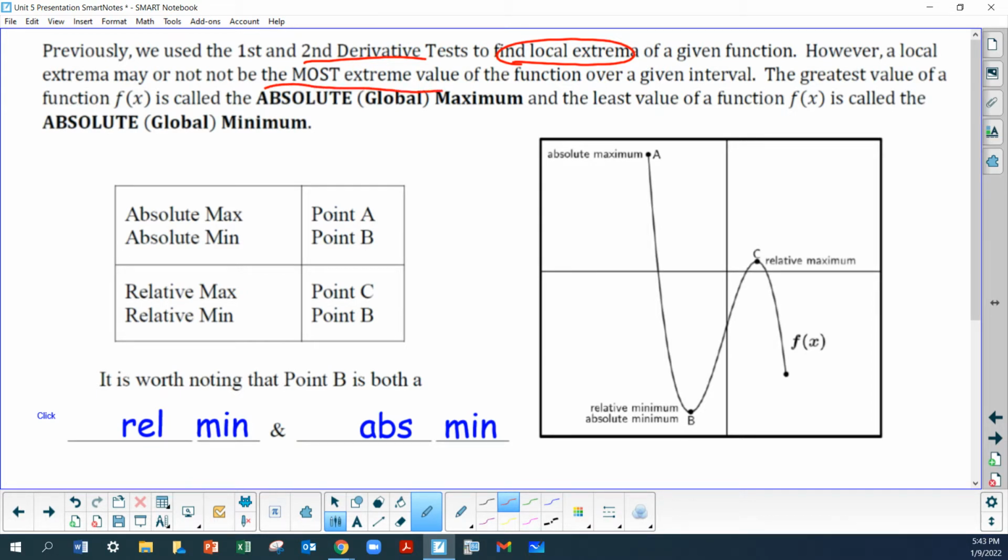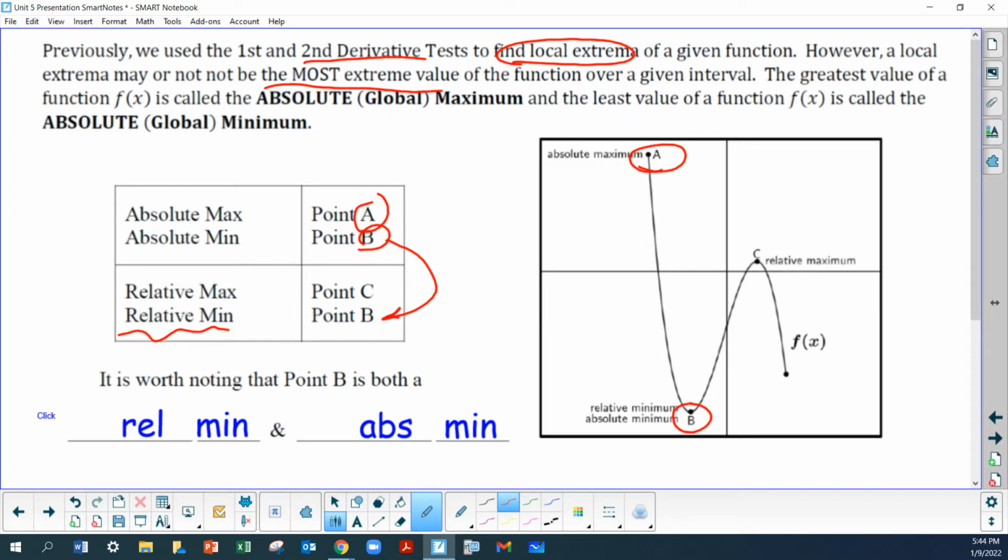The greatest value of the function is called the absolute or global max, and the least is called the absolute or global min. If I look at the graph over here on the right, I can identify the absolute max, which is the point A, and the absolute min, which is point B. It's interesting to note that point B is also a relative min. So for that one, it is both a relative and absolute.